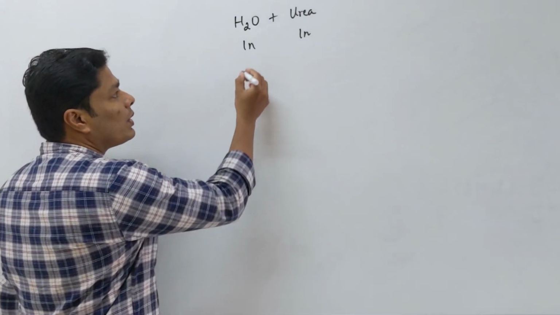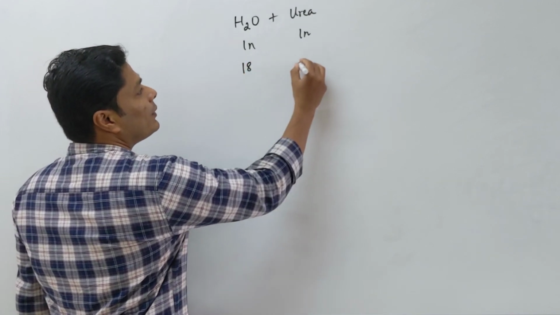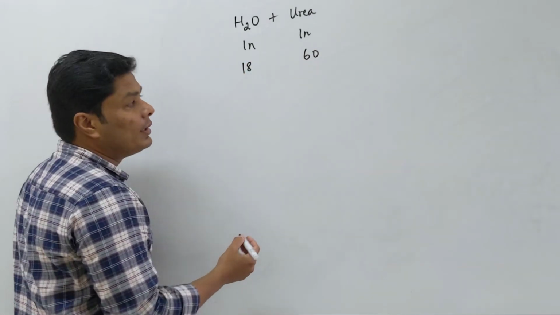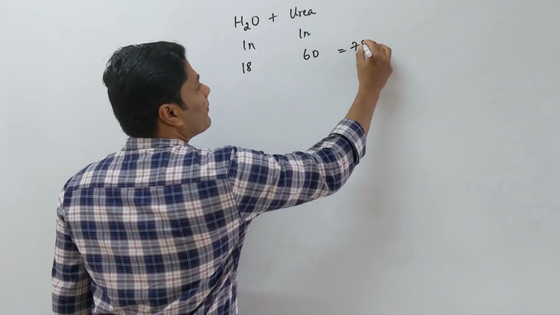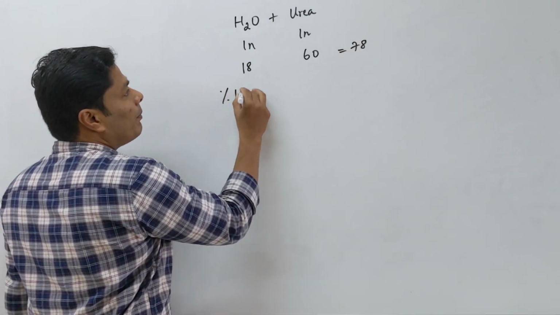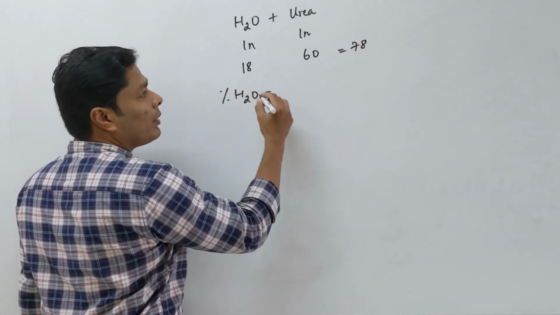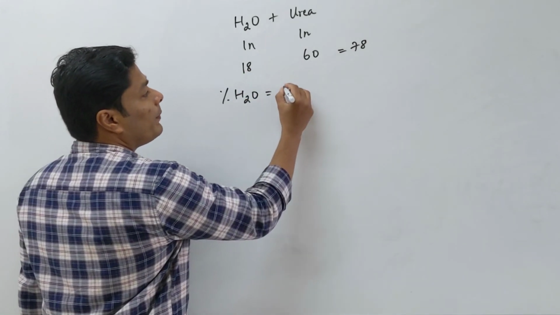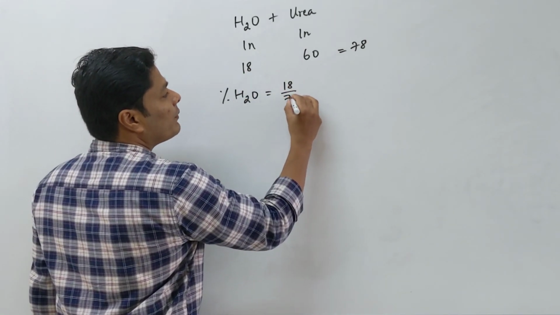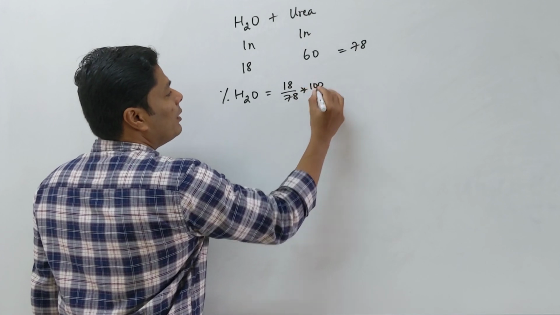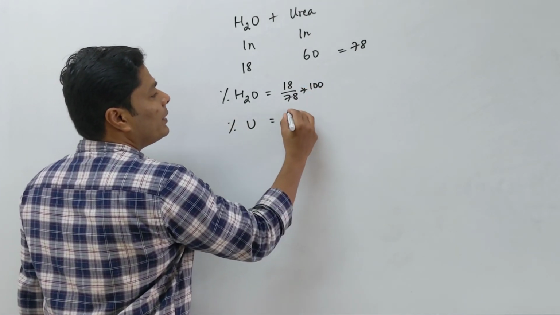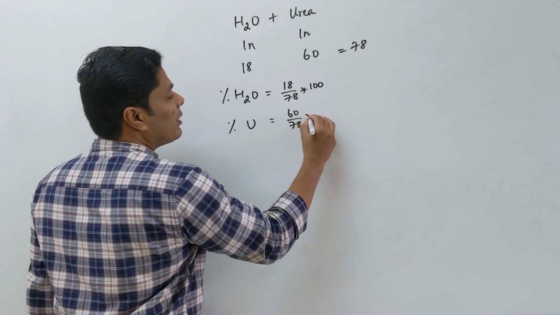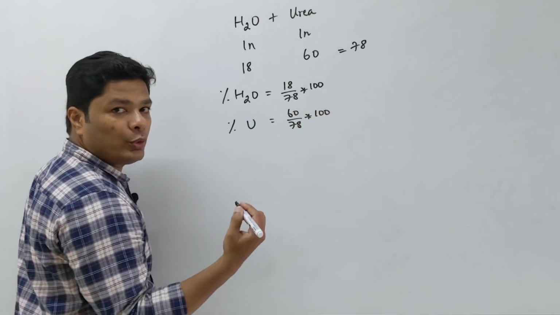So what we do is, taking 1 mole, the grams for urea is 60 and for water is 18. So the total is 78. So what would be the percent water? 18 grams out of 78 grams times 100. What is percent urea? 60/78 times 100.